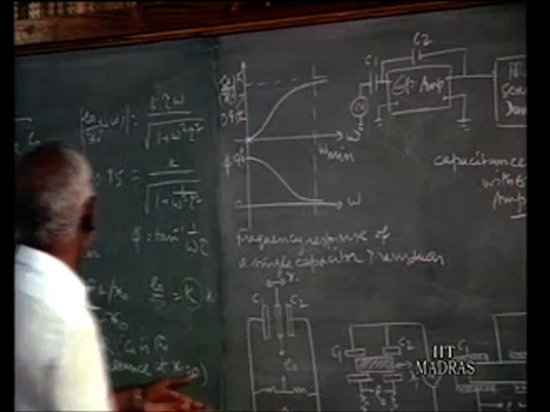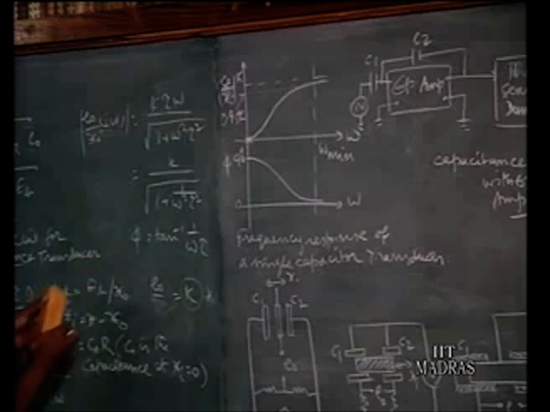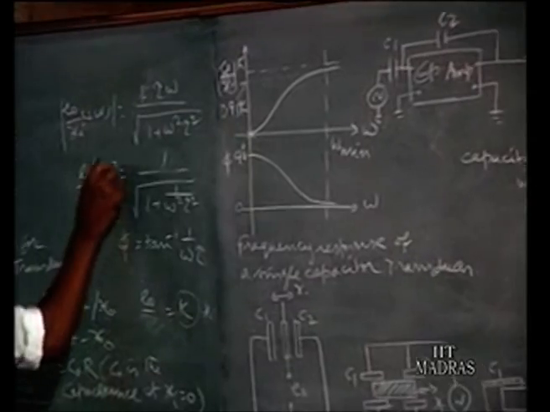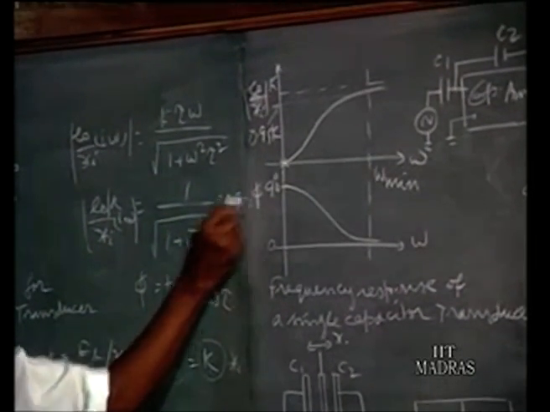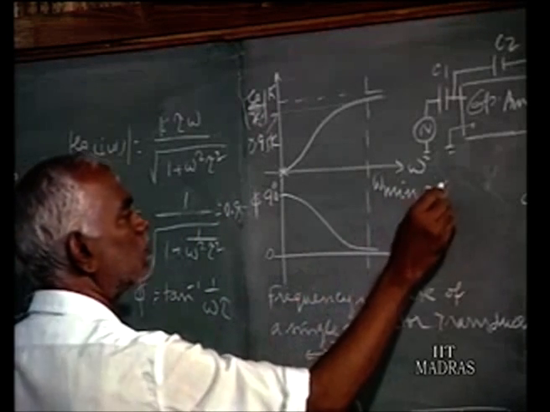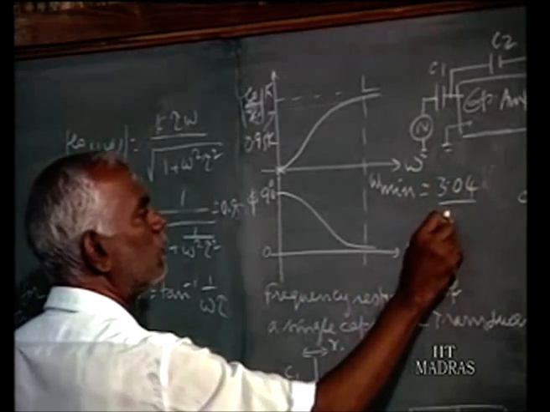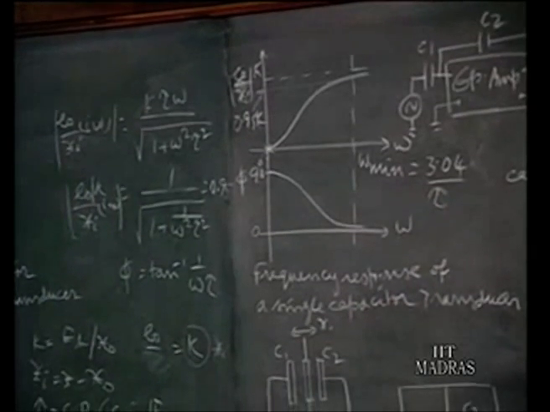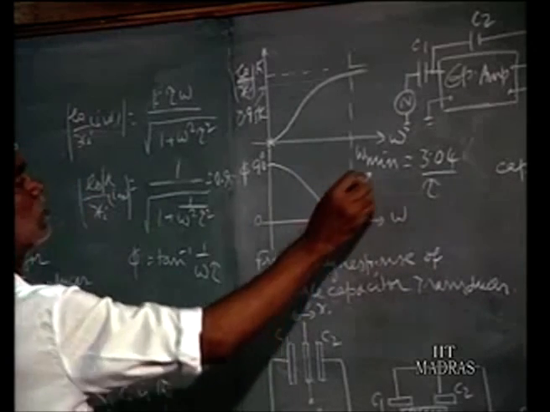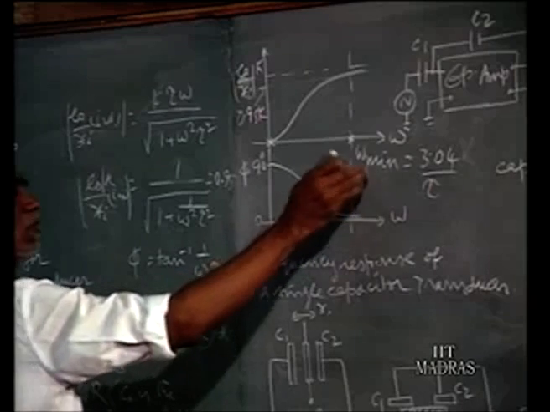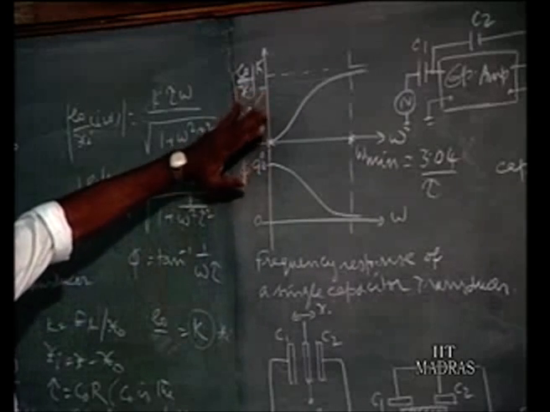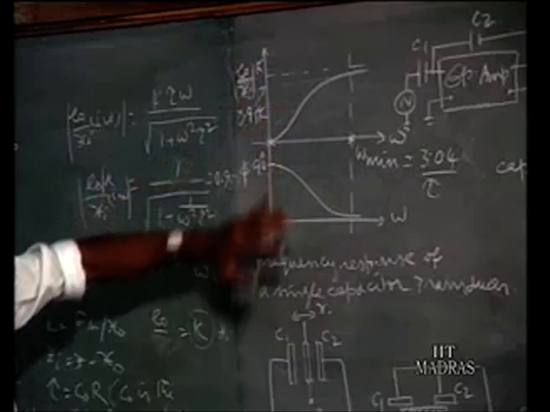You can also write this as 1, bringing EO by k by xi I omega, and making it for 5% error, the ratio will be 0.95. Then you have got omega minimum. Omega minimum is equal to 3.04 by tau. So if you substitute in this equation, you get omega minimum as 3.04 over tau. So for higher values of omega, more than omega minimum, the error is always less than 5%, or the magnitude ratio will be more than 0.95.